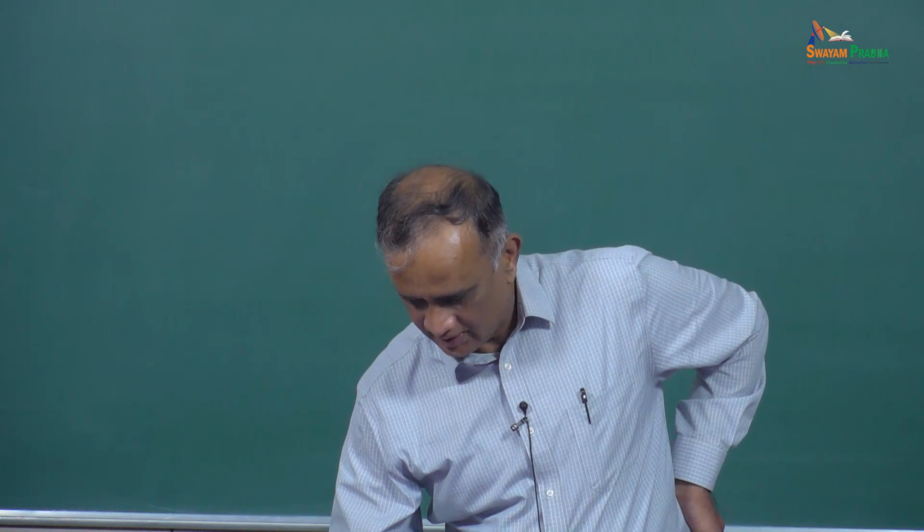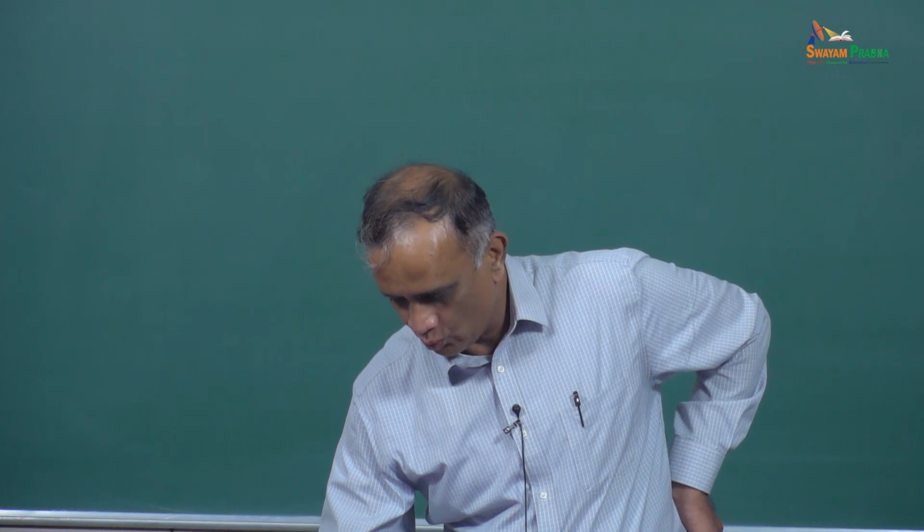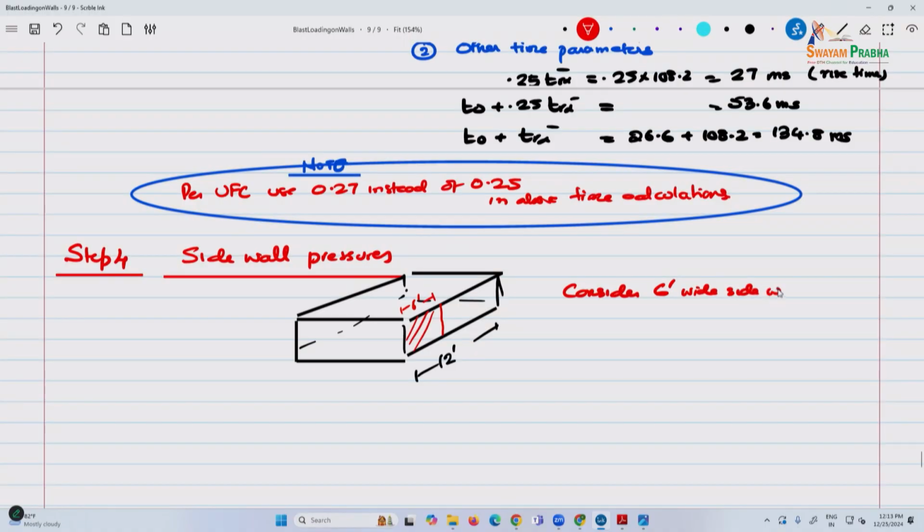So consider a 6 feet wide sidewall, giving L equal to 6 feet. Second thing is the blast wave arrives at the same time as the front wall. And the third one is, okay, those are the two assumptions.